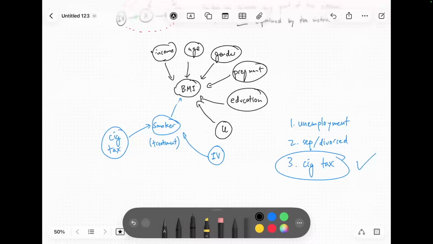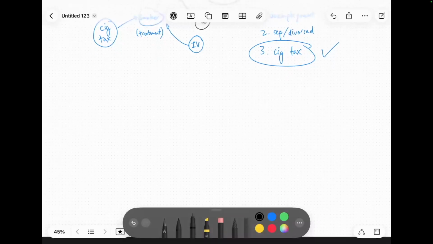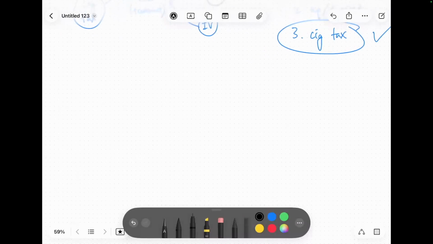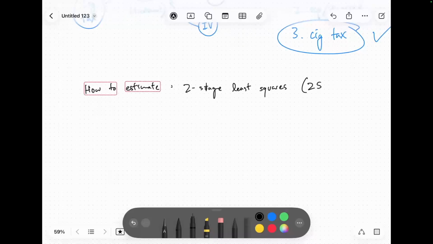So I'm going to show an example of this particular problem in R in a second, but let's first discuss what's the procedure for implementation once we've chosen an instrument. This is generally done in something known as two-stage least squares. So how to estimate two-stage least squares. This is also known as 2SLS.